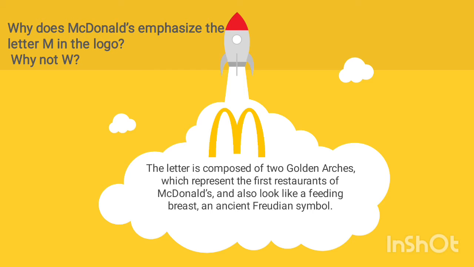And funny as it seems, according to the design consultant and psychologist Louis Cheskin, the soft rounded arch-like letter M on the McDonald's logo also represents mommy's memories or breast. Another is according to the website 1000 Logos, the letter M is composed of two golden arcs which represent the first restaurant of McDonald's.